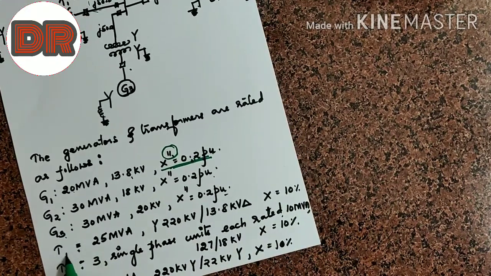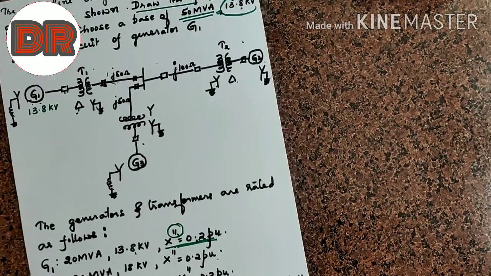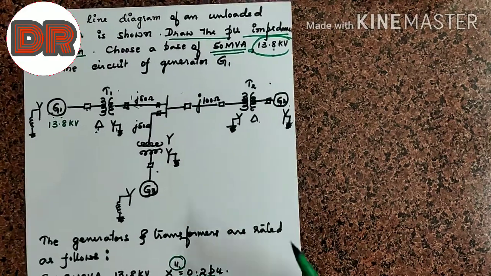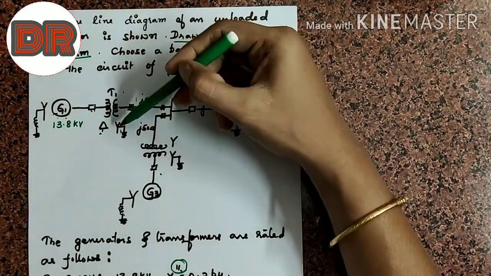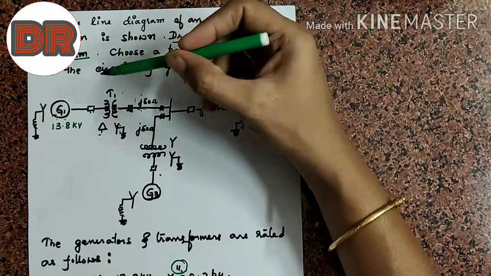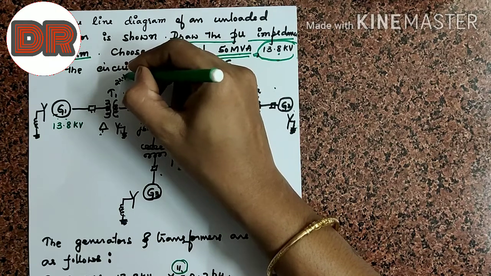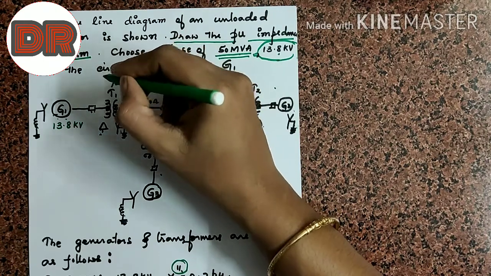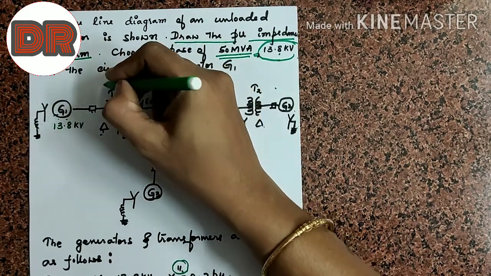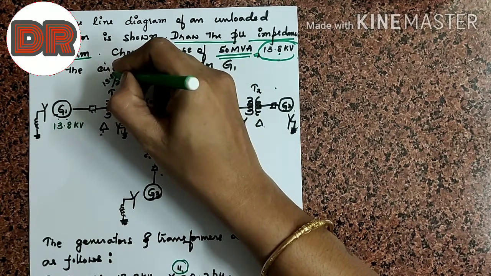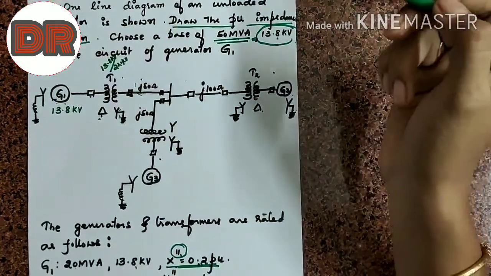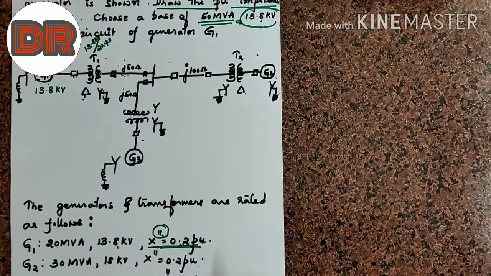For transformer T1 it is 25 MVA, 220 kV and 13.8 kV on the delta side. If it is 220 kV, it will be on the star side. So this is the star side. The rating of this is 220 kV. I am not talking about base values, it is the rating of the transformer. 13.8 kV will be on this side, and the reactance is 10%.